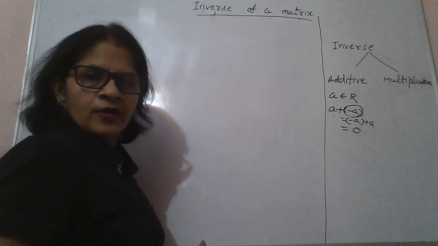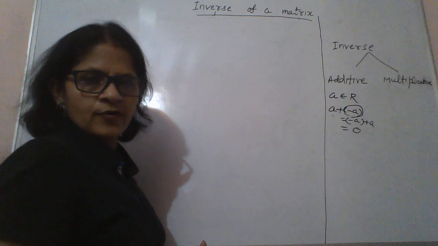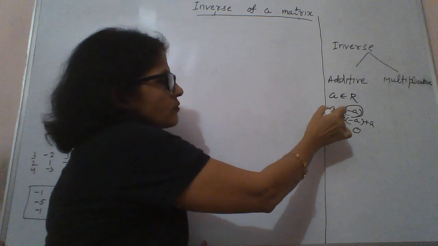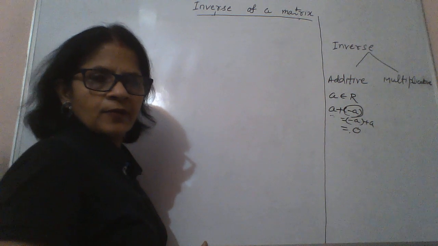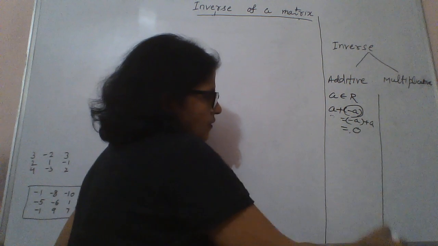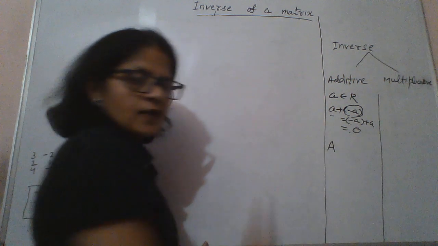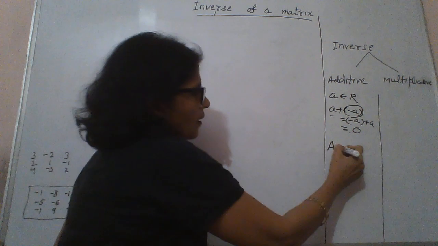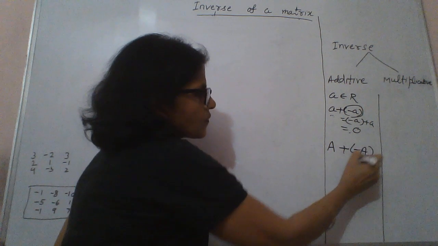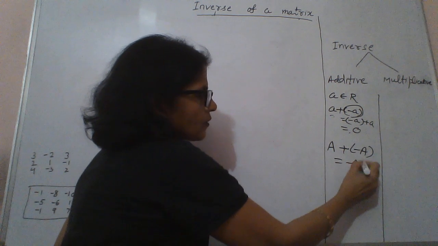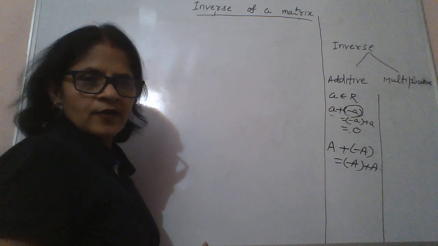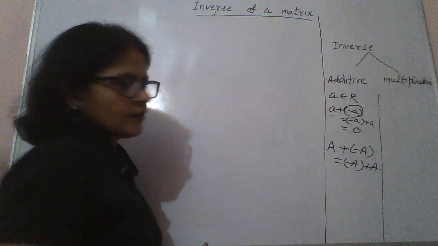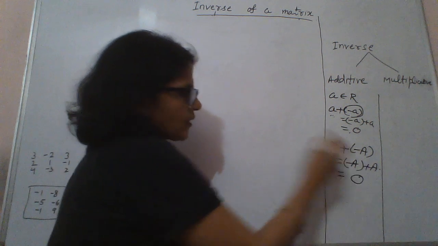So for any real number or for any complex number also, you have the additive inverse, meaning the negative of that number. If I come to matrix system, if I take any matrix A, A plus minus A equal to minus A plus A. So we can write like this because matrix addition is commutative. So this is equal to 0 matrix.